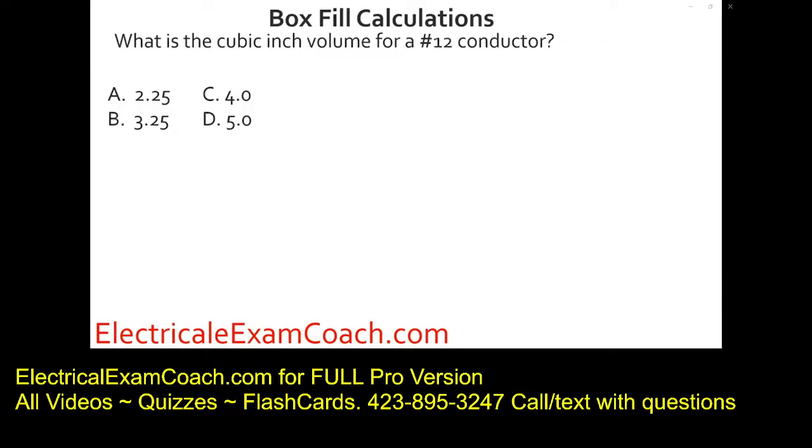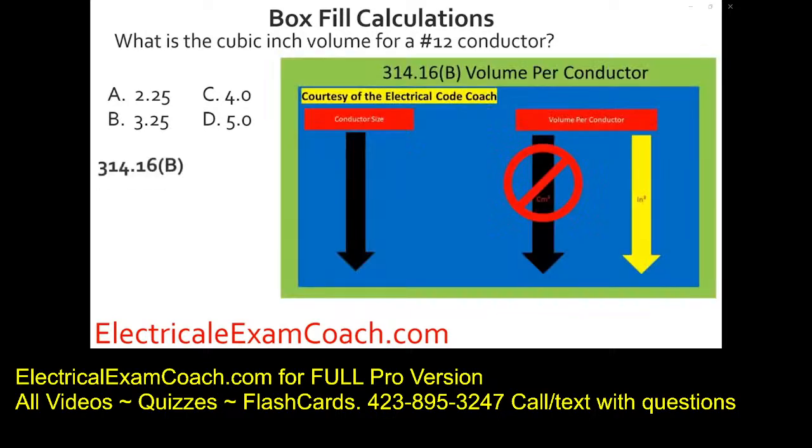What is the cubic inch volume for a number 12 conductor? Head back to 314.16(B). Start on the left-hand side and find our size conductor, then cross over to the cubic inch volume, and it's stating that every number 12 that's in that box, according to the count, which we're getting ready to learn, takes up 2.25 cubic inches of that box.